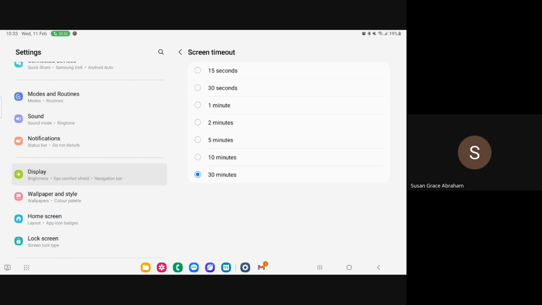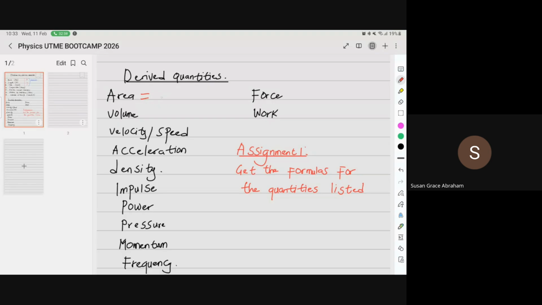For example, let me just give you a heads up. Area is length times length. Is that okay? Area here is length times length, which simply means it is coming from what? The first one, which is your length. Volume is L times L times L, which is L cubed. I want you to go ahead and find the remaining ones, right?